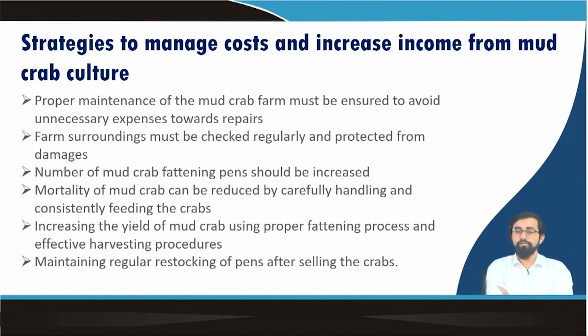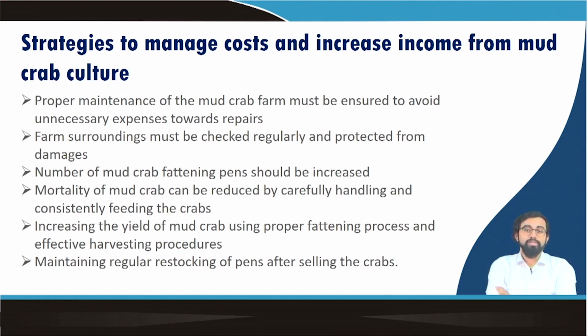The culture system, the proper fencing, the dike, the width, the water salinity, the quality of water, all these things have to be properly maintained. The farm surroundings must be checked very regularly and protected from damage. The number of mud crab fattening pens should be increased. The mortality of the mud crab can be reduced by carefully handling and consistently feeding the crabs. You can increase the yield of mud crab using a proper fattening process and effective harvesting procedures. You can maintain regular restocking of pens by selling the crabs.